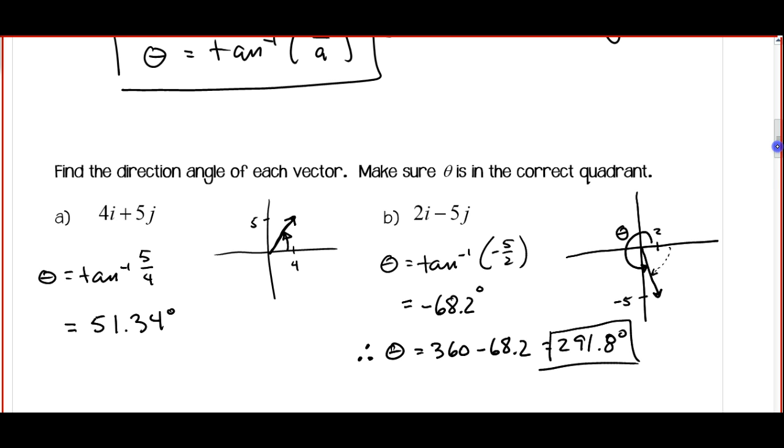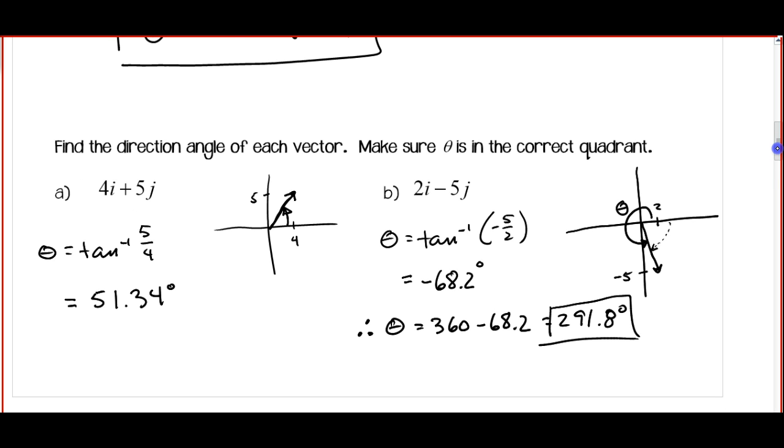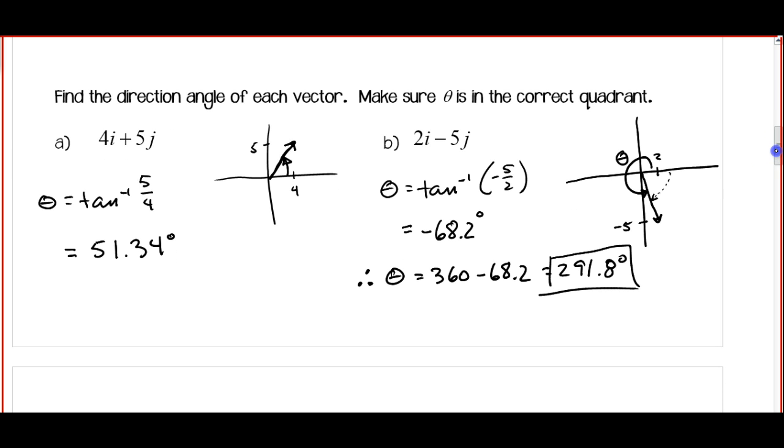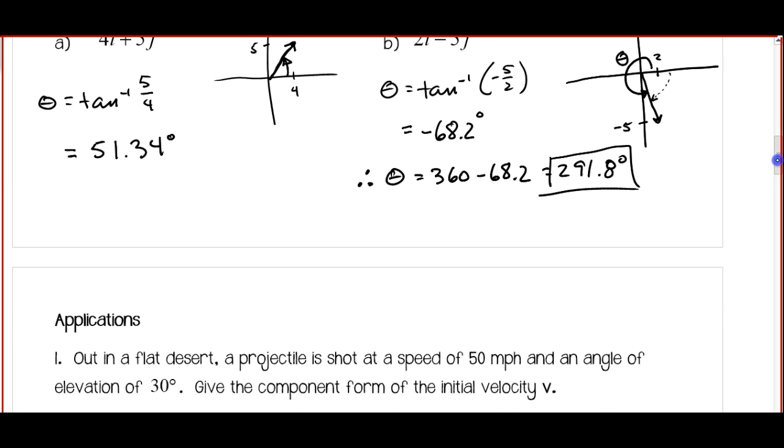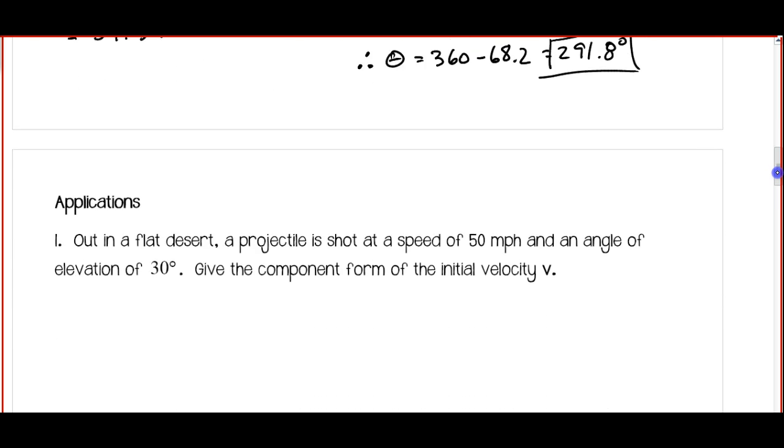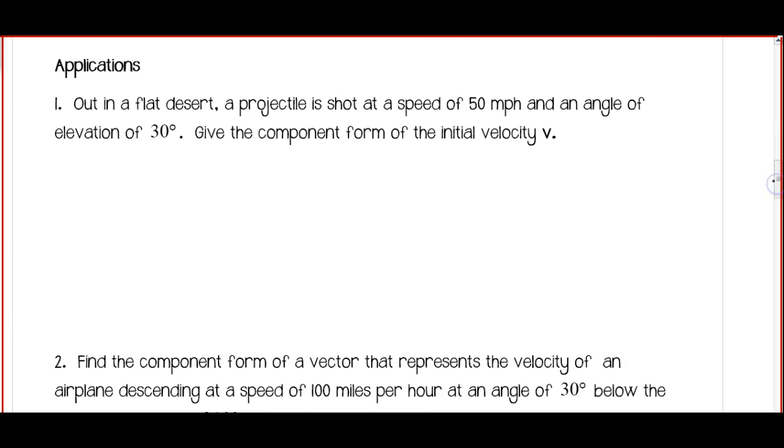Alright, so that's a couple of quick examples on how to find direction angle. Again, be careful if you're in the second or third, or third or fourth quadrants, because you may have to interpret your answer from the calculator. So let's take a look at a couple of examples, and in these examples we're going to look at some other concepts. We're going to look at finding the component form given the magnitude and the direction. Okay?